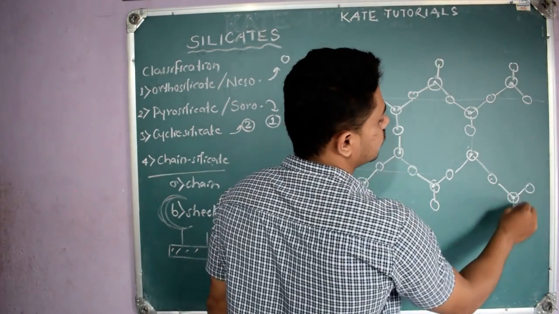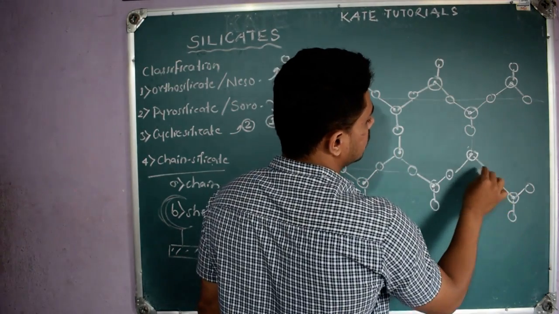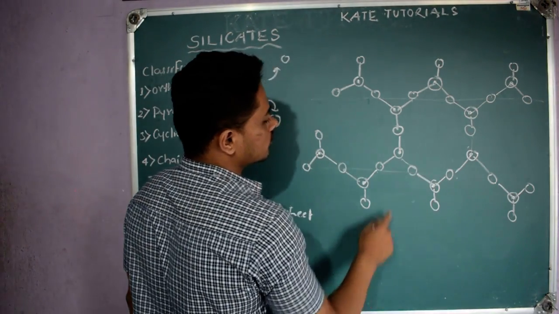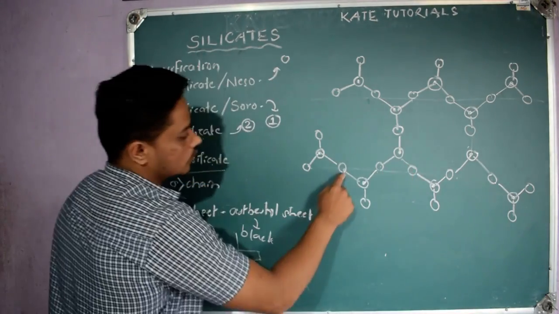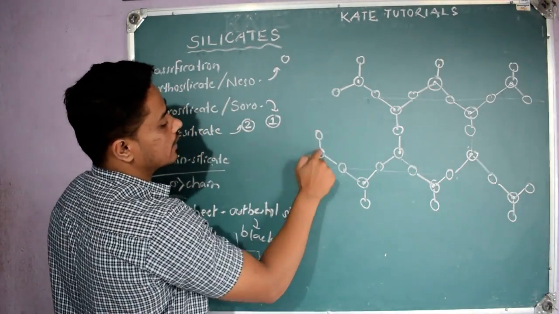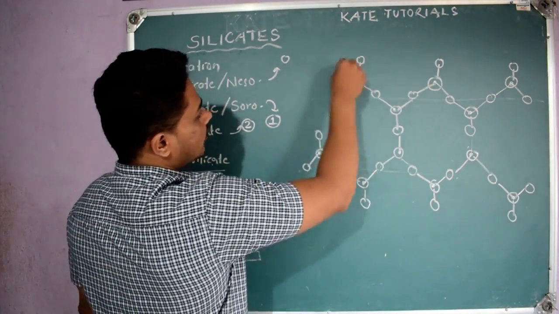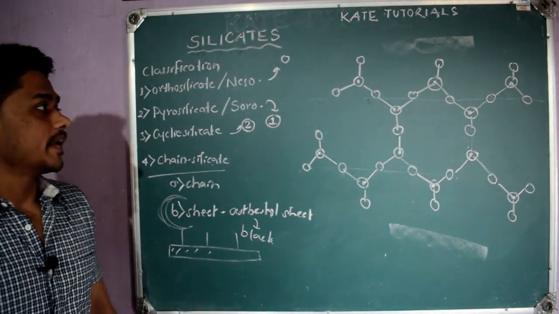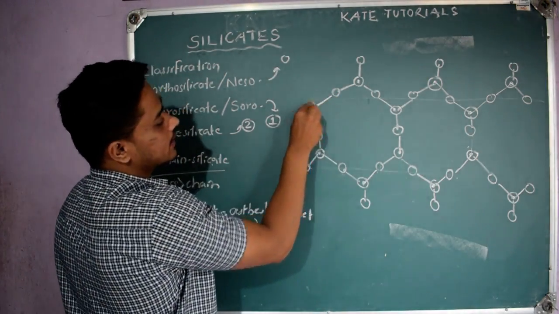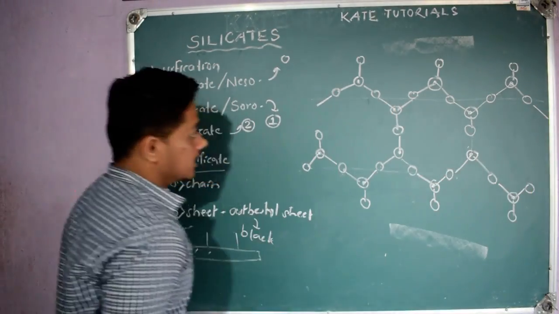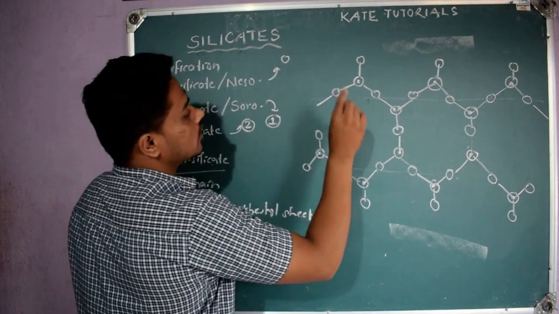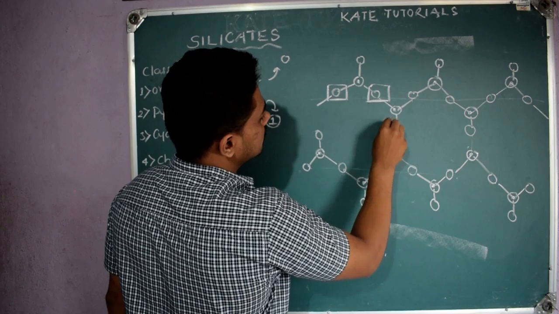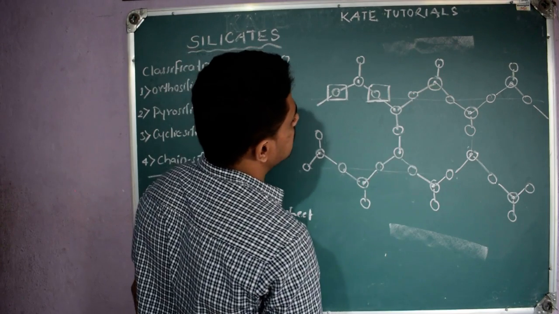So 4 oxygen and 1 silicon, 4 oxygen and 1 silicon, and so on. You can see here one chain silicate, and here another chain silicate, both linked through oxygen. If you see the sharing, this oxygen is shared, and this oxygen is again shared. Looking at the common connection, 2 oxygens are shared from each unit.